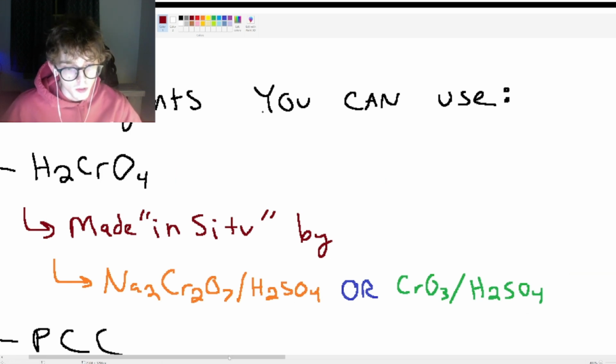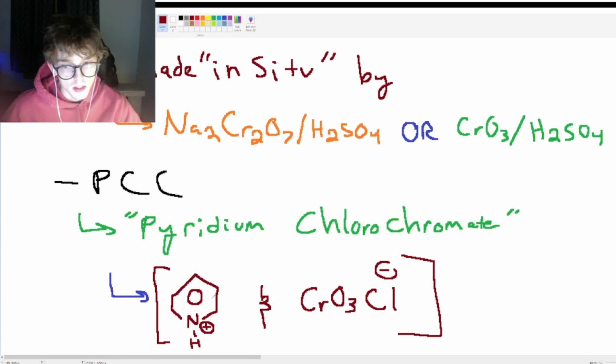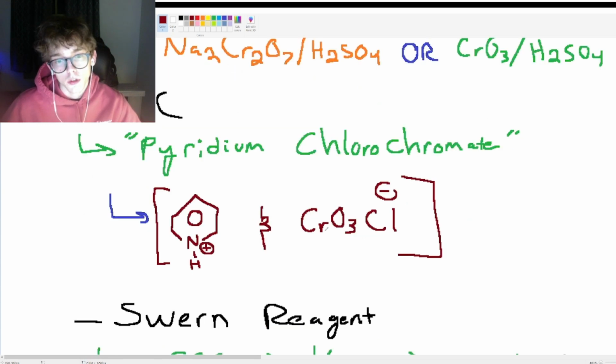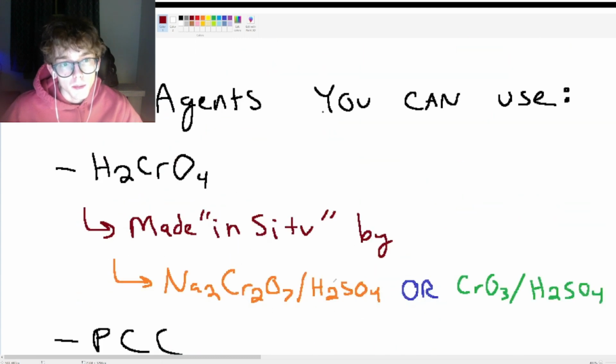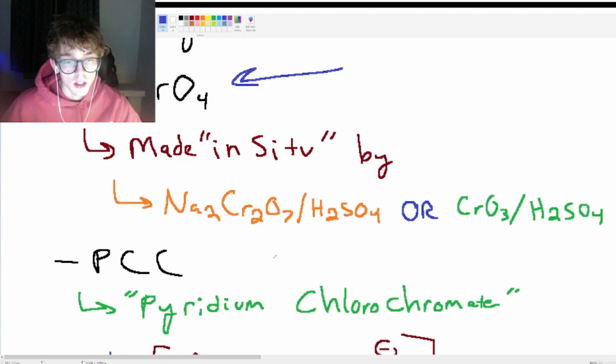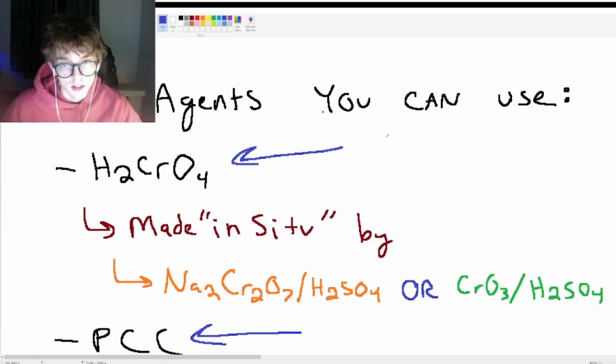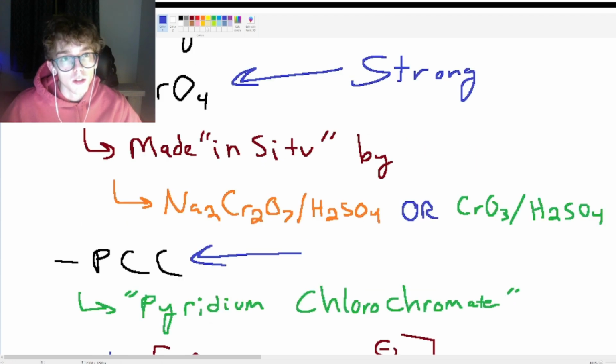Quite simple. Our next reagent is called PCC, pyridinium chlorochromate. You can see it here, this and this. It will do oxidation as well. Now the difference is when we compare the two, the chromic acid and the PCC, we need to take into consideration the strengths. This is what we consider a stronger oxidizing agent, while this is kind of weak.